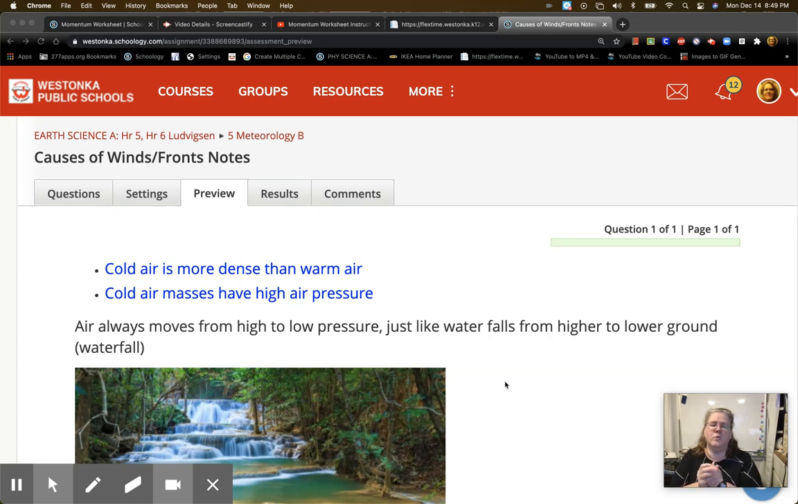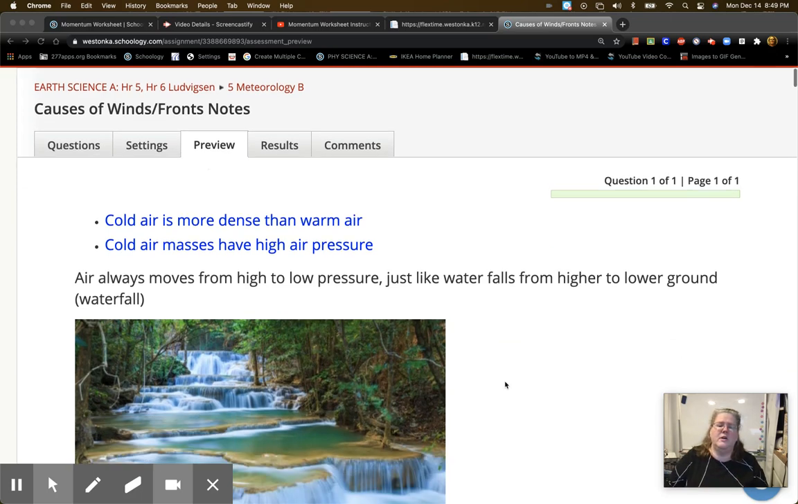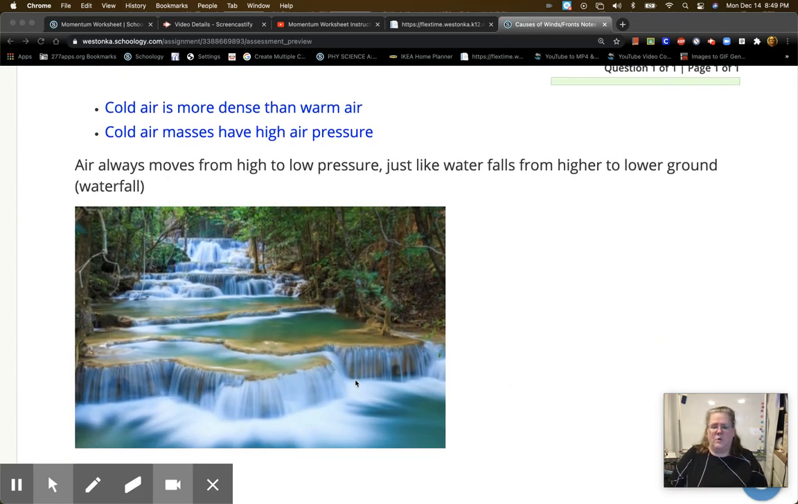So, really, the cause of wind is a change in pressure, and everything flows from high pressure down to low pressure. Air moves from high to low, just like a waterfall moves from high up to lower down. You're never going to see water flowing uphill unless it's being pumped or carried. But gravity wins, it flows from high to low.